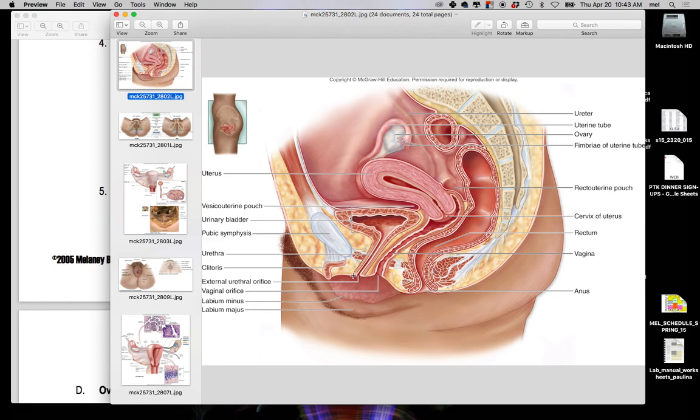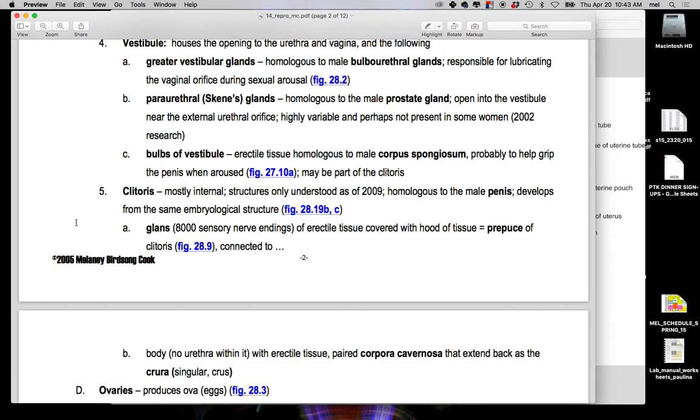That makes sense? Okay, so we will see that the male structures are very, very similar to this. So if you are doing it properly, both people will have an erection. Both of them, before you even start going anywhere.